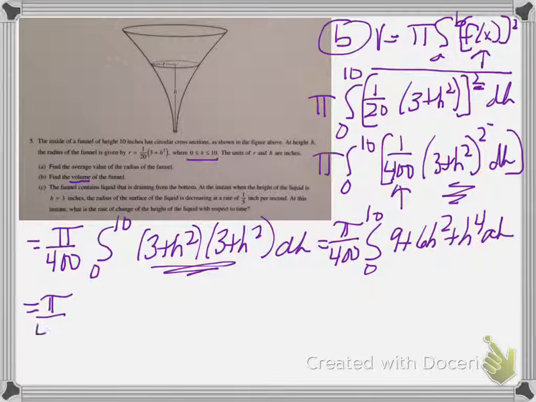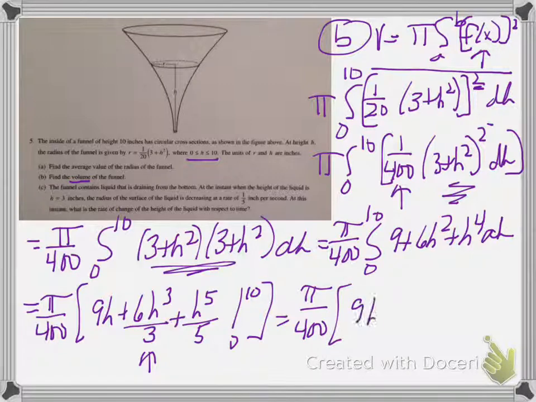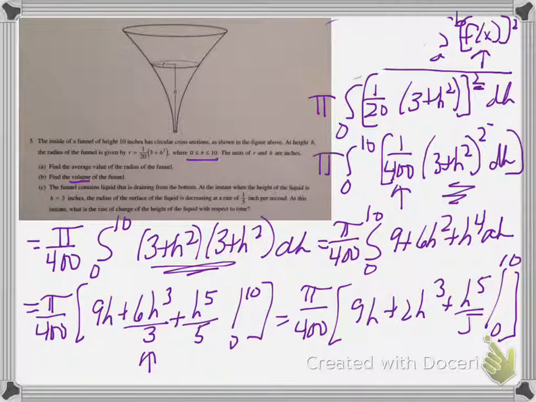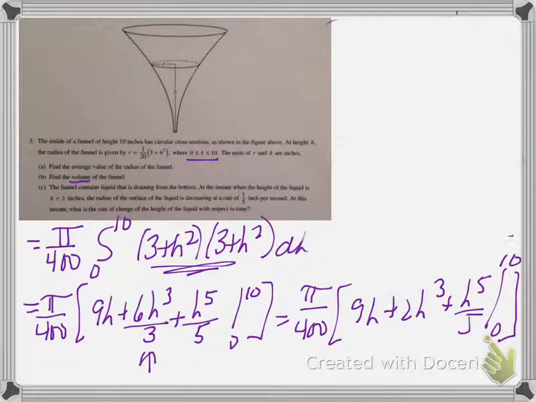And now we're ready to find the antiderivative. So we have 9h plus 6h to the 3 over 3 plus h to the 5 over 5 as it goes from 0 to 10. Since we have to do this by hand, I'm going to simplify this piece right here to make the numbers a little bit easier. Okay, so that's what we're dealing with. Make some room up here. Now we're just going to do some algebra. Let's get rid of all this junk.